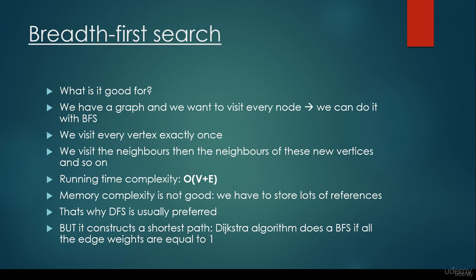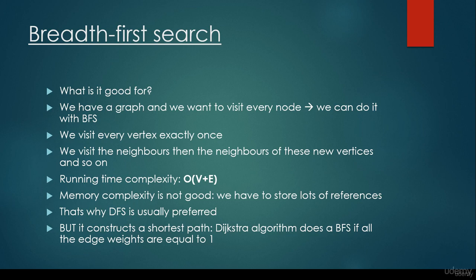The running time complexity is linear in the sense that it's going to be O(V + E), where V denotes the number of vertices or nodes in the graph, and E denotes the number of edges in the graph. So because we visit every vertex exactly once, of course it's going to be linear as far as the number of vertices is concerned.